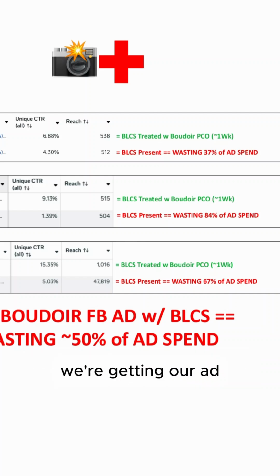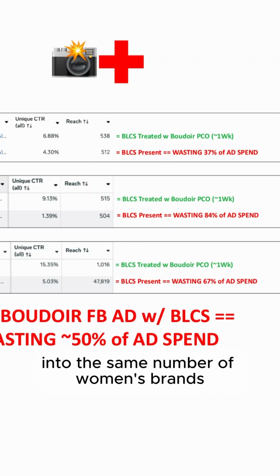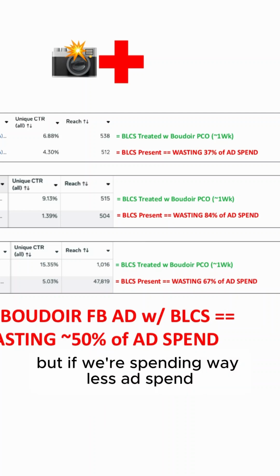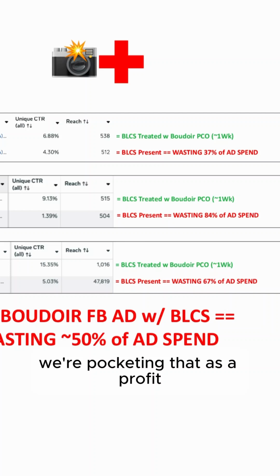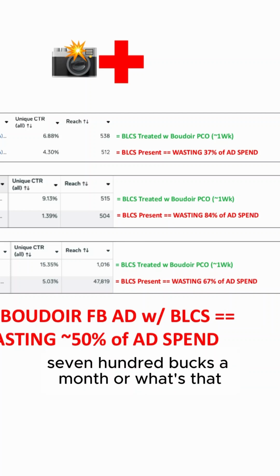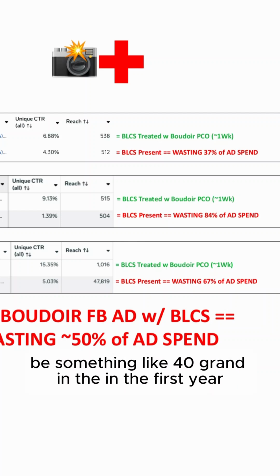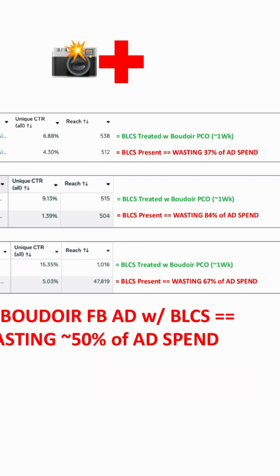And in both scenarios, we're getting our ad into the same number of women's brains. But if we're spending way less ad spend, we're pocketing that as profit. Literally 3,700 bucks a month, or what's that? Something like 40 grand over the next 12 months.